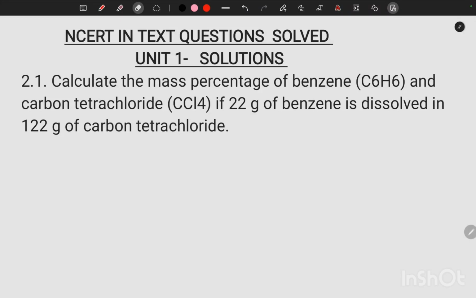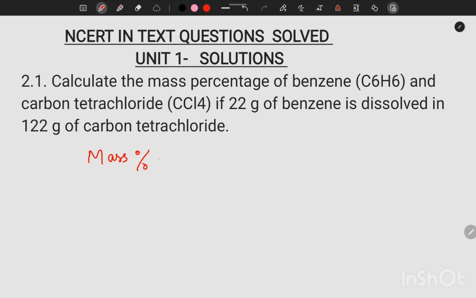Let us do the in-text question from solution lesson. The first question, calculate the mass percentage of benzene and carbon tetrachloride if 22 gram of benzene is dissolved in 122 gram of carbon tetrachloride. So let us write the formula for mass percentage.